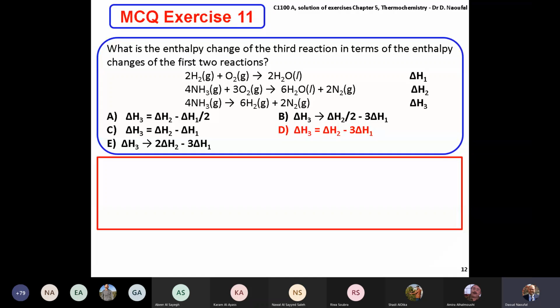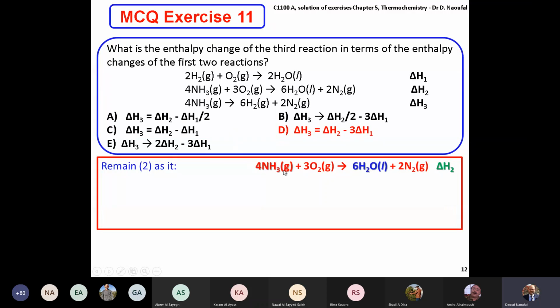So this is method 1, the algebraic method, to calculate delta H of a reaction from given delta H of reactions. So we have to make a combination of the given reactions in order to obtain the global one. In the global, we have 4 ammonia. Look at the given reactions. In the second, we have 4 ammonia, and the ammonia is on the left. So we keep reaction 2 as it is.